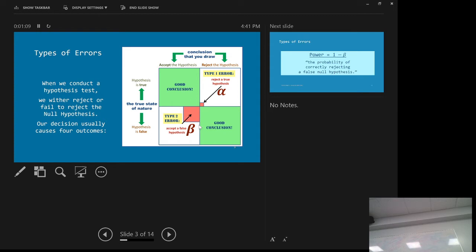Accepting a true hypothesis, failing to reject when there's nothing going on, that's a good thing to do. And rejecting the null hypothesis when it's false, that's a good thing to do. Alpha, this is the 0.05, is the chance that we reject a true null hypothesis. And this red box is for beta, the probability that we accept the false hypothesis. So I told you before that there's some push and pull between these. If you make one super, super small, it tends to inflate the other, given the same sample size.